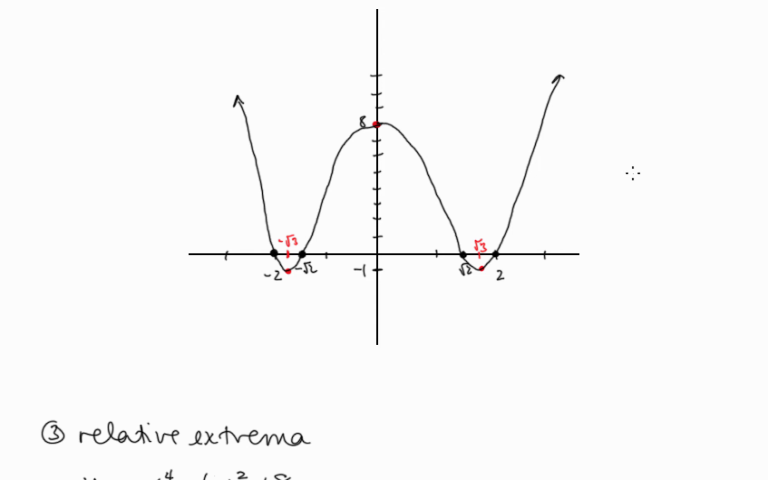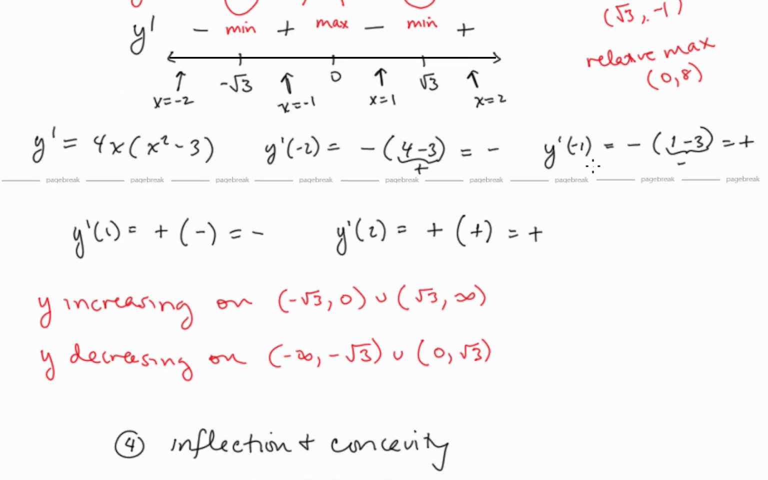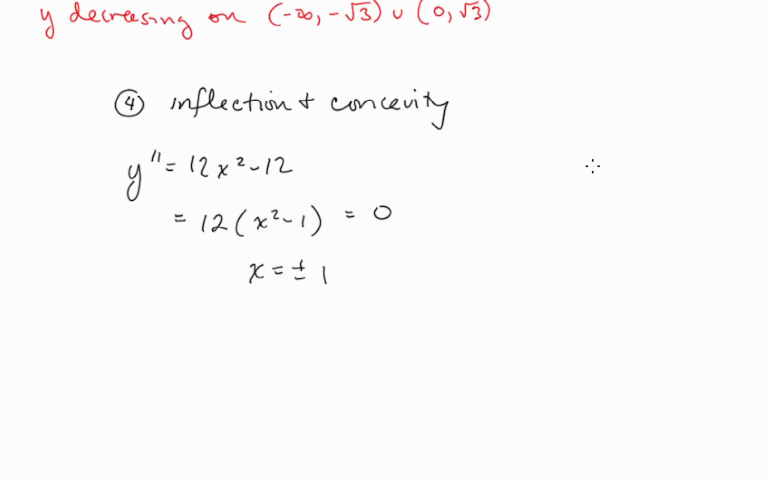And we didn't even talk about inflection points and concavity yet. And this generally happens after you find your relative extrema and intervals of increase and decrease. You can generally get a basic graph of the function at that point, and then you go back and find your intervals of concavity and inflection points and just fine-tune your graph. So let's continue here by taking y double prime and looking at inflection and concavity.